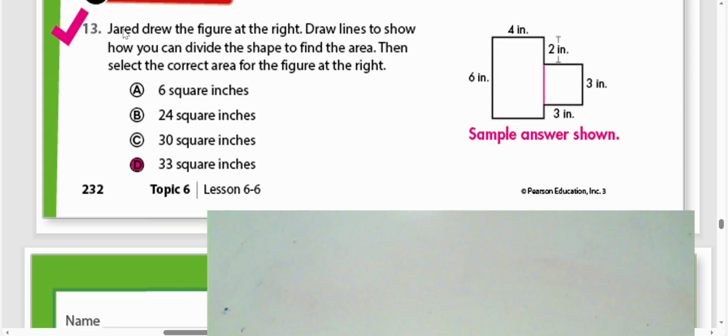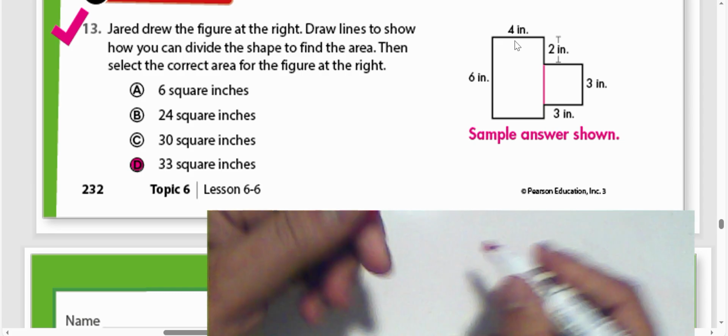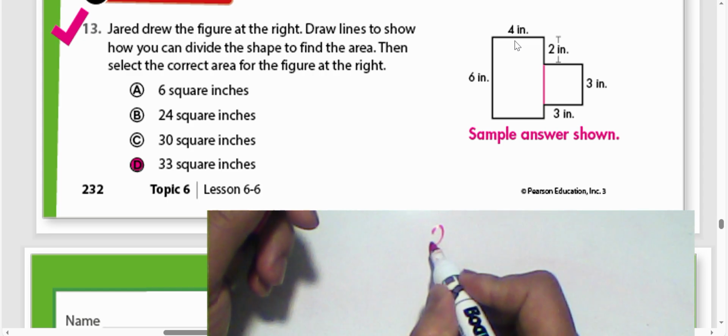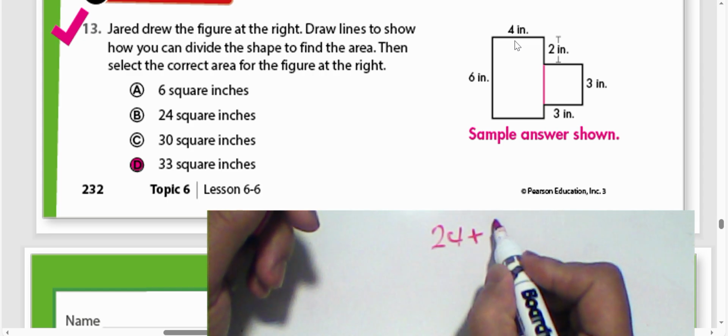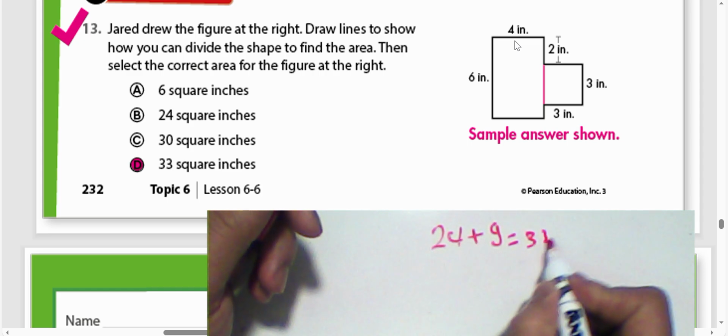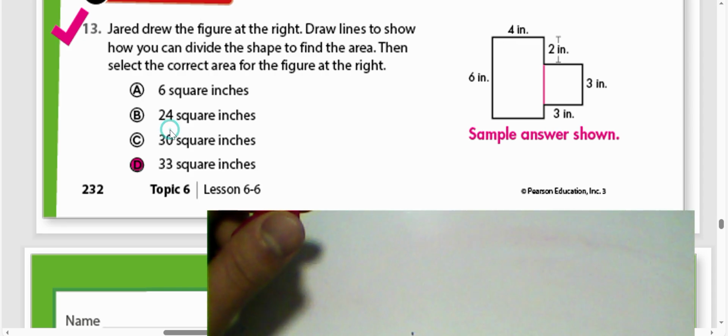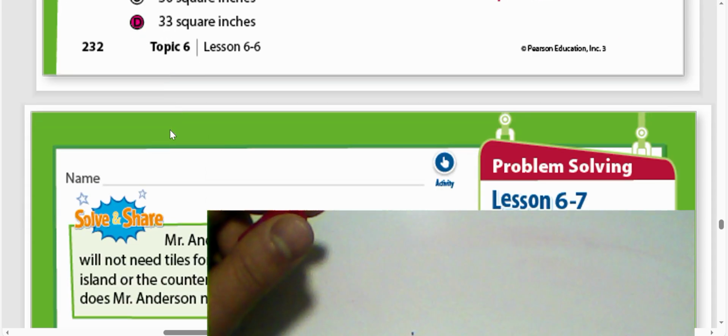Number 13. Or draw the figure like this. We can draw a line segment to divide this rectangle into squares. The area will be 6 times 4 is 24 and 3 times 3 is 9, and then collect together. 6 multiplied by 4 equals 24 and 3 times 3 is 9, then we can collect together. The result will be 33 square inches. The answer here will be letter D. Correct answer. Okay.